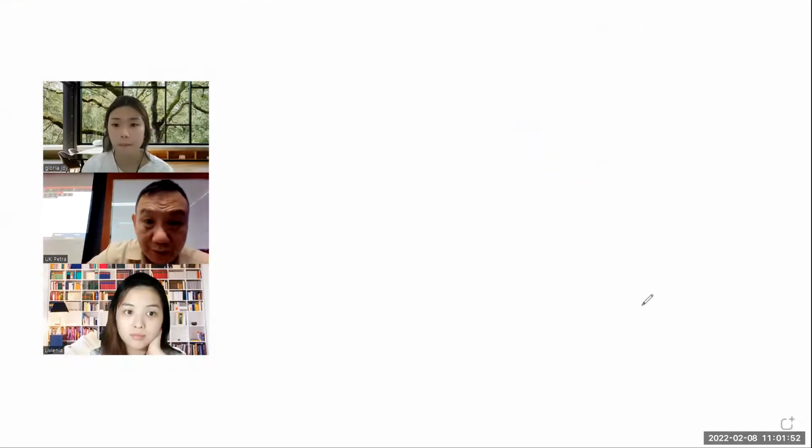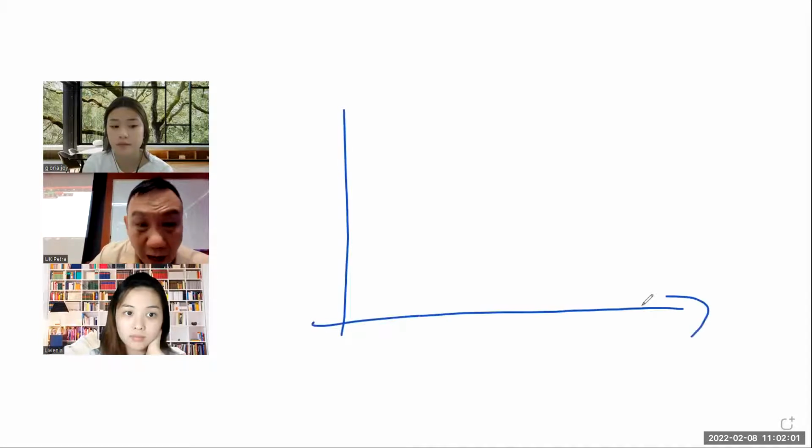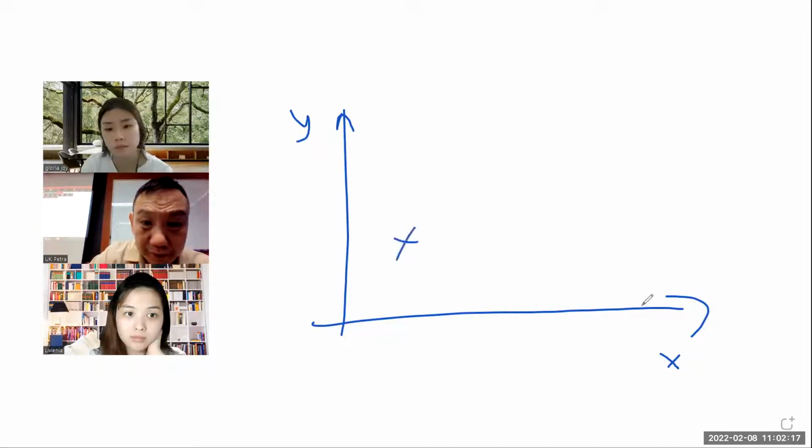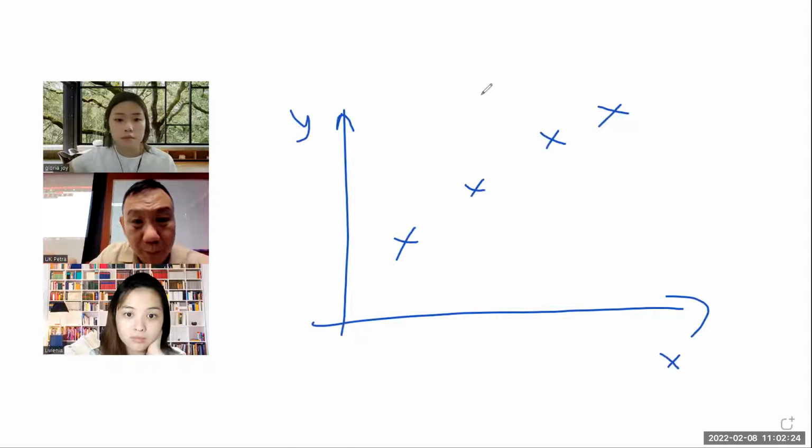Let's say I will just make a simplification. This is not OR, but a simple statistic. Say I have an input. Let's call my input X. I have my output. Let's call my output Y. And then I have data points. Several data points here. Then what will you say?